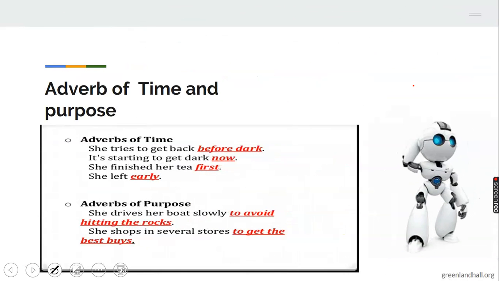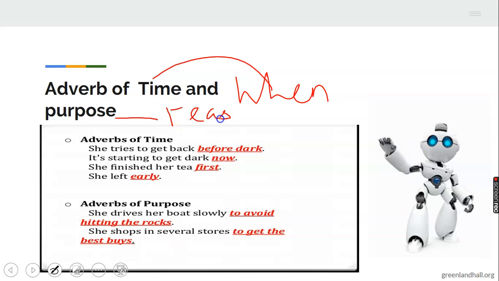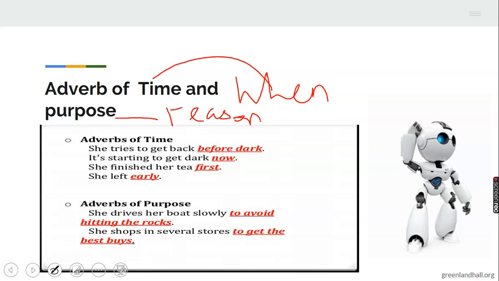Now we have adverb of time and purpose. Together, we have time up and the purpose down. Time tells us when an action has taken place, while purpose tells us the reason why the action takes place. Okay, so let's quickly look at the example. She tries to get back before dark. That's time. It's starting to get dark now.